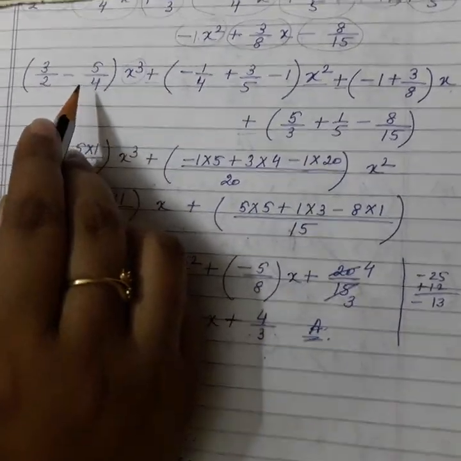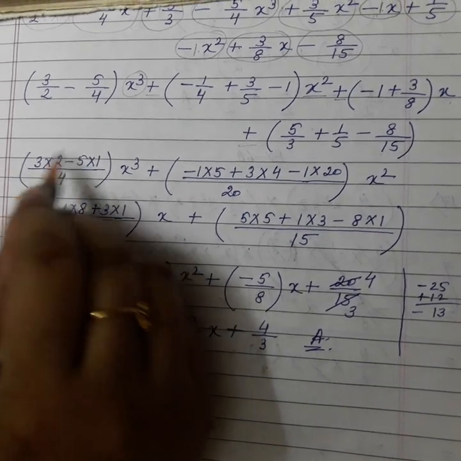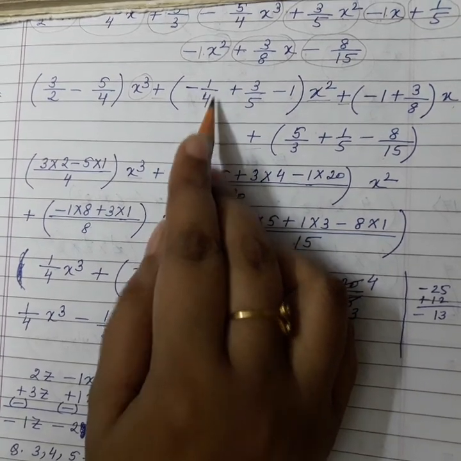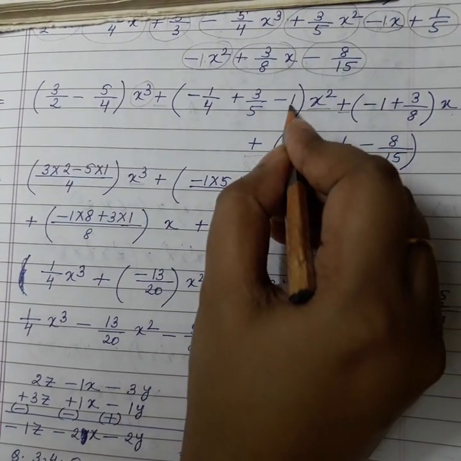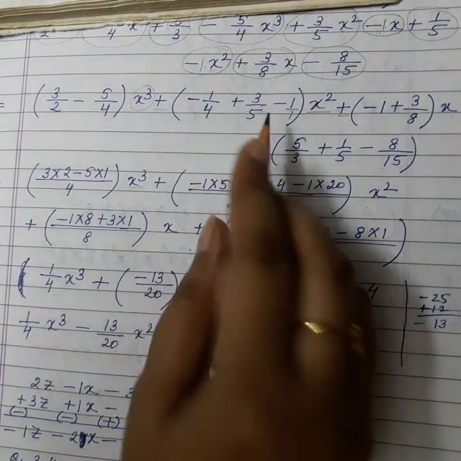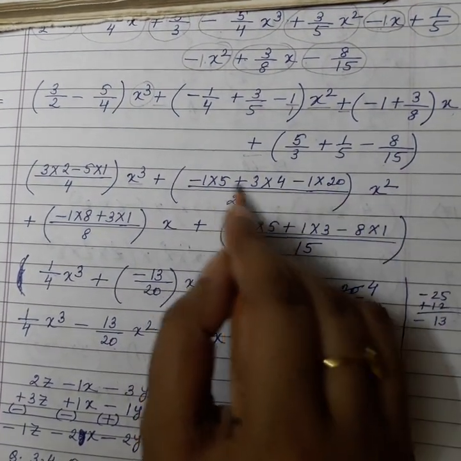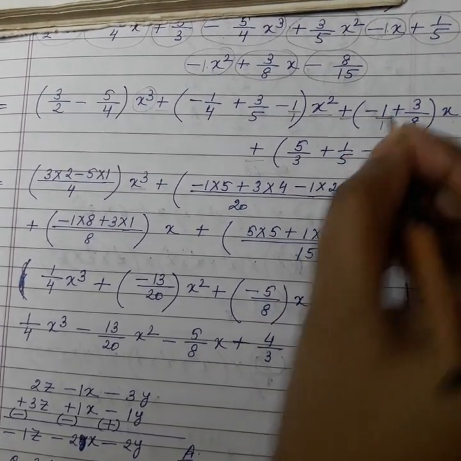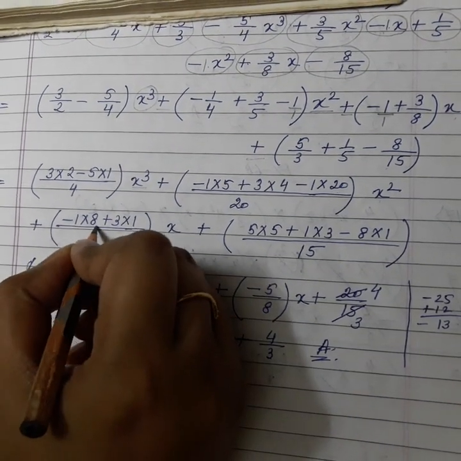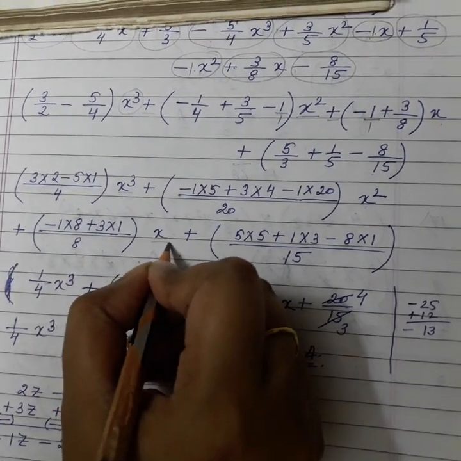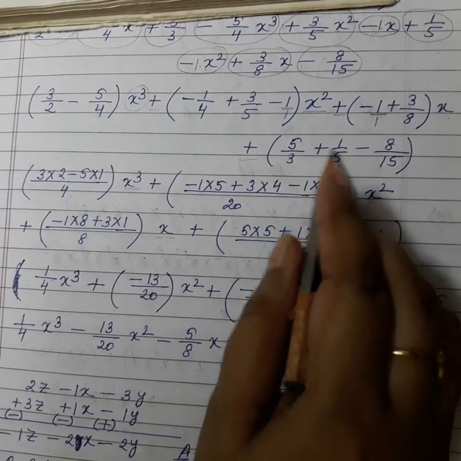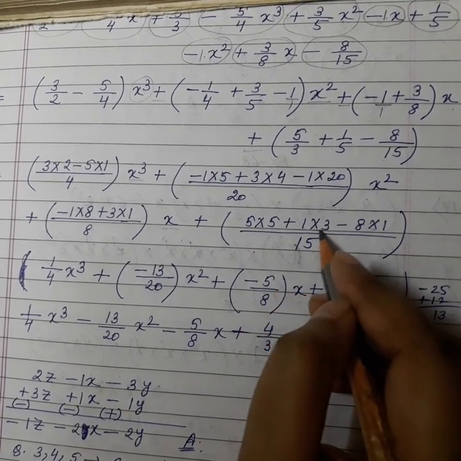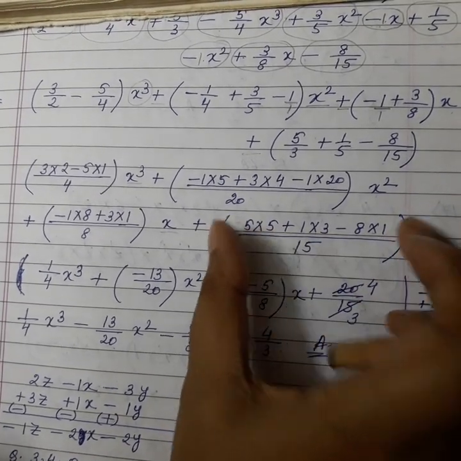So this is fraction subtraction, so we have to do the LCM. That process you know: 3 into 2 minus 5 into 1, x cube as it is we have to write. Here also minus 1 by 4 plus 3 by 5, and minus 1 means minus 1 by 1 we can write. So we will do the LCM. In this way we will solve, into x square. Then this one, we also have to do the LCM: 8 will be in the denominator, minus 1 into 8 plus 3 into 1, into x. And the constant fractions also we have to do the LCM of the denominator and numerator: 5 into 5 plus 1 into 3 minus 8 into 1. That process you know how to solve.